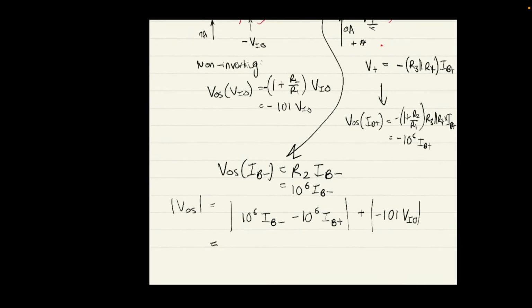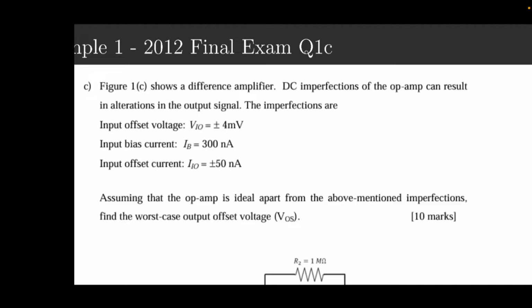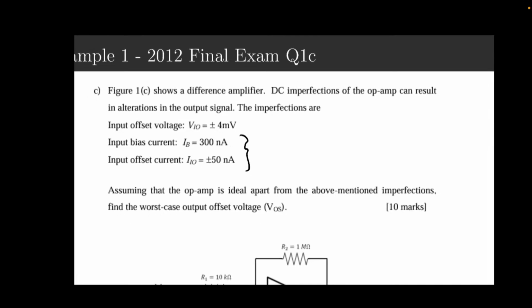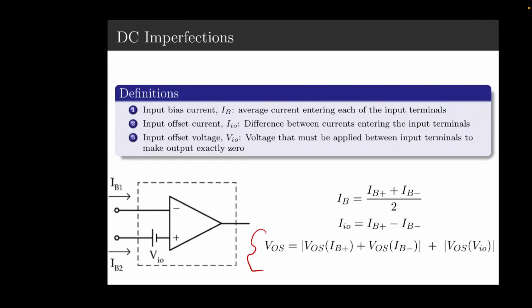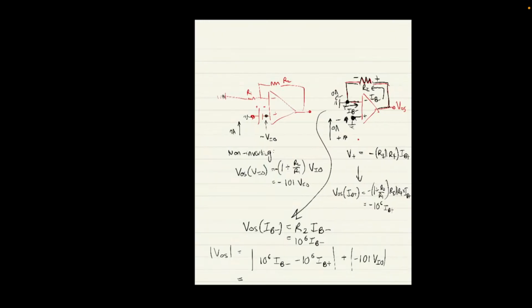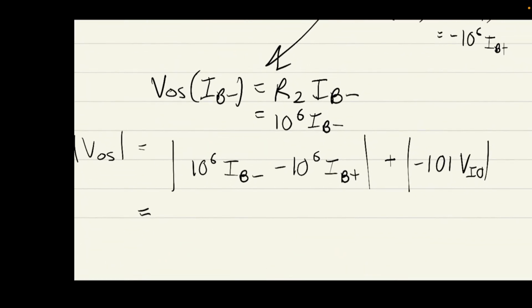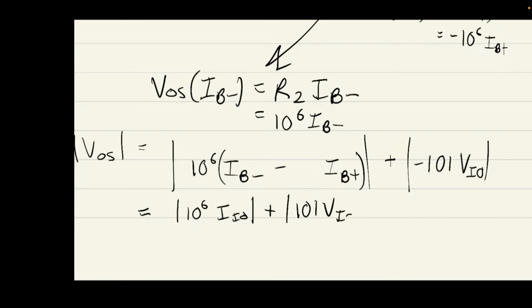So now looking at the values that I'm given, I'm not actually given IB plus and IB minus in this situation. So I'm going to have to use the IB and the I naught to get my values. If we look at the equations that we have, we know that the input offset current is just going to be IB plus minus IB minus. So we can actually use that to simplify this equation. So I can factor out the 10 to the 6. And this is simply IB minus IB plus. And this will just give me 10 to the 6 times I naught plus 101 V I naught.